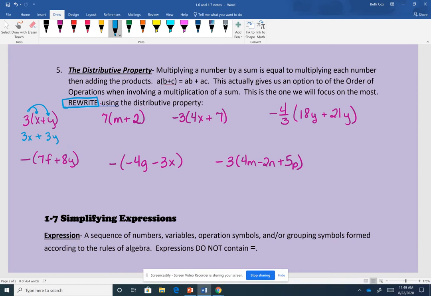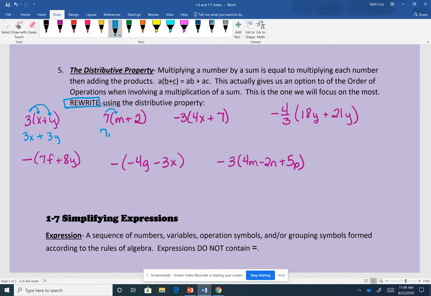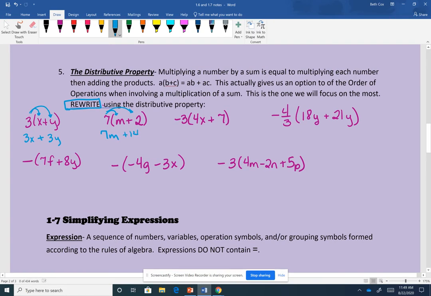Okay, so the second one, 7 times the parentheses m plus 2. So that's 7 times m and 7 times 2. And that's it. That's just rewriting. There's nothing else you can do at this point. We'll get to that in the next lessons, 1.7.